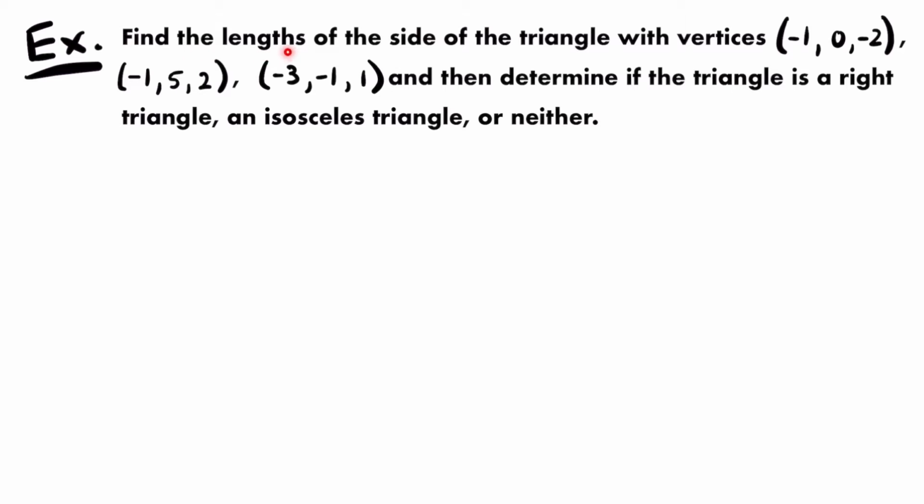We want to find the lengths of the sides of the triangle with these 3 vertices, and the vertices are described by 3-dimensional points. We have an x-coordinate, a y-coordinate, and a z-coordinate for all 3 of these points. So if we're trying to find the lengths of the sides of the triangle, which are going to be located between these vertices or these points, what we're really being asked to find here is the distance between those points. And we can do that using the distance formula that we just used in the previous example.